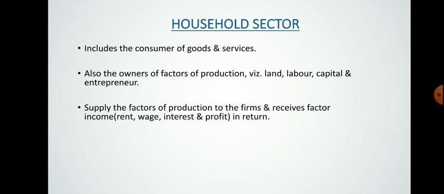Salary or wage. The person who is investing money, or lending money, that person will get interest in return. The entrepreneur or the organizer who is organizing all the production things, the production unit, that person will get what? His or her return is known as profit. So in this way, rent, wage, interest and profit, these are the returns of these factors of production. So household supplies these factors of production to the farm sector, and in return they are getting rent, wage, interest and profit.